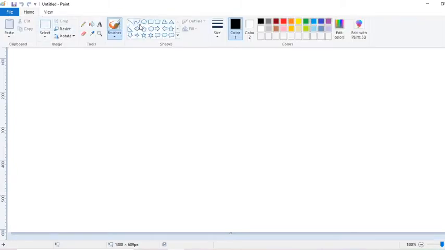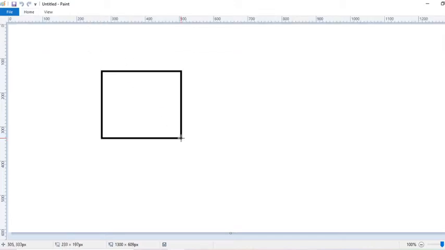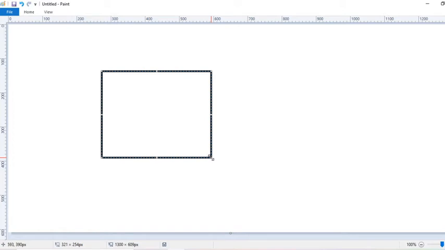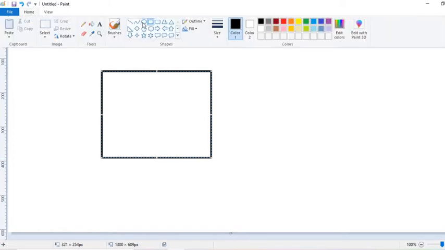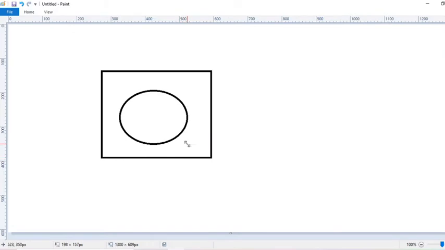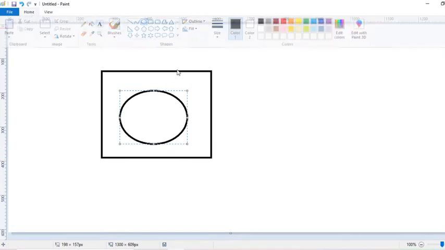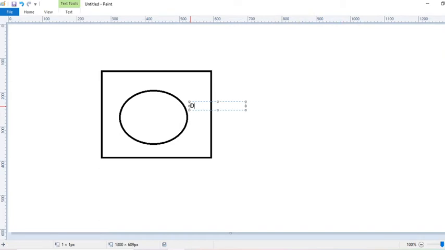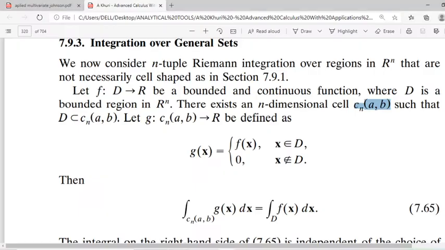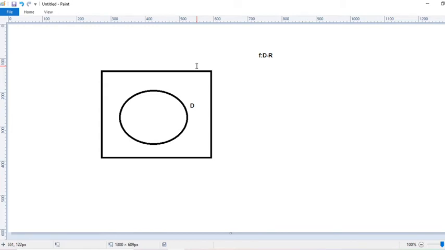For example, let us consider the two-dimensional case. Let this be the cell, and let us consider a region. This is the region D, and we are considering a function from D to R. At the same time, this square is C2 of a comma b.